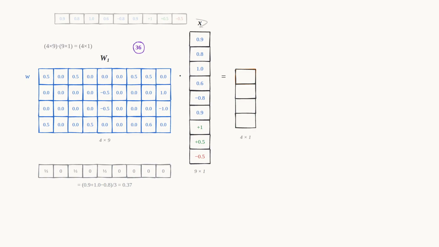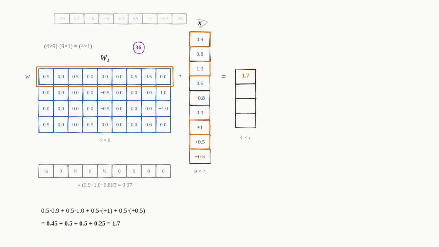We'll take 4 rows, 4 summaries. Why 4? We'll discuss a bit later. For now, just note it's again a number chosen by the developer. And let's check the shapes. A 4x9 matrix times a 9x1 vector gives a 4x1 vector. Good. Now let's compute the first summary in full, on the numbers of the already trained model, jumping ahead as usual. The first row of W1 is 0.5, 0, 0.5, 0, 0, 0, 0.5, 0.5, 0.